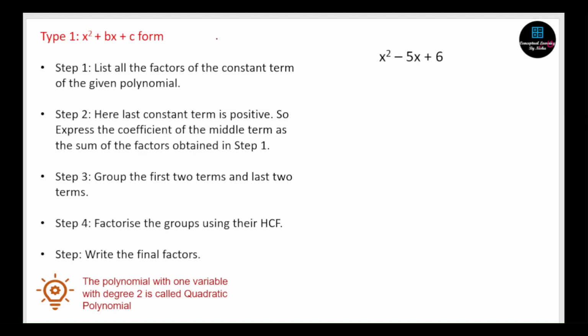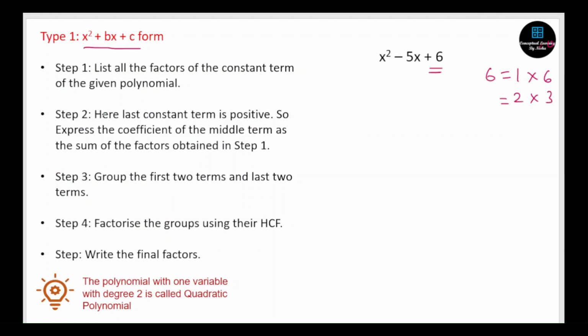Now we start with a very basic form, which is the x square plus bx plus c form. What does it mean? Let me directly take an example. If I have x square minus 5x plus 6, what do we have to do? First step, I have to consider the last constant term and list down all the factors of 6. So 6 is 1 times 6, also 2 times 3.